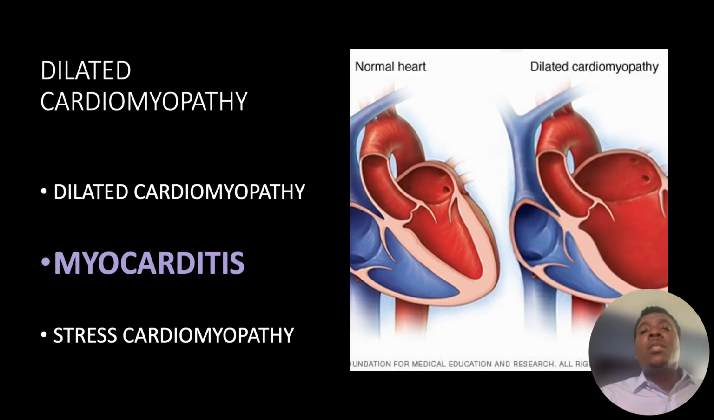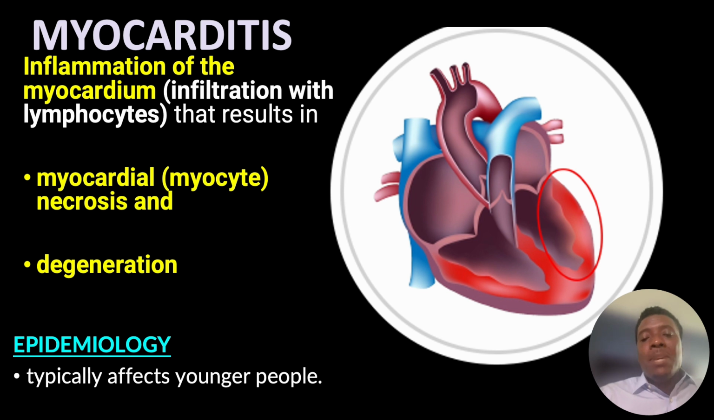Now, there's 2 subtypes of dilated cardiomyopathy that you should be familiar with. The 2 subtypes are going to be myocarditis and stress, aka Takotsubo cardiomyopathy. So what does the name mean, myocarditis?